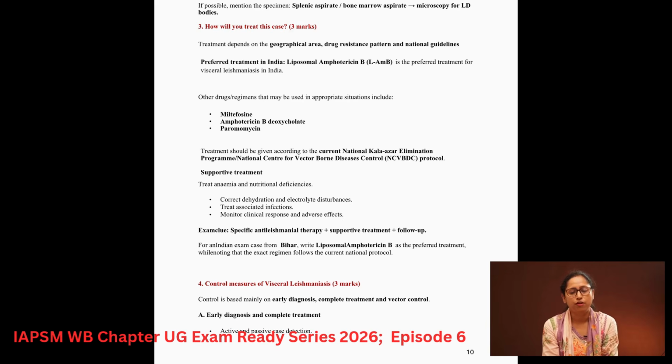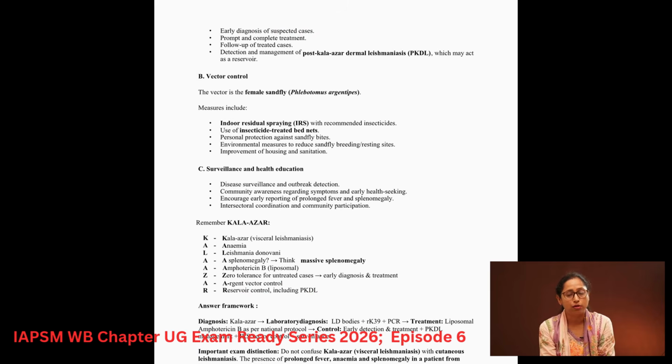Now, control measures of visceral leishmaniasis. Control is based on early diagnosis, complete treatment and vector control, right. So, in early diagnosis and complete treatment, you need to talk about active and passive case detection, early diagnosis of suspected cases. Once you have diagnosed, prompt and complete treatment, follow up of the treated cases and detection and management of post Kala-Azar dermal leishmaniasis. Very important, PKDL, which may act as a reservoir. So, we need to detect and manage PKDL cases also.